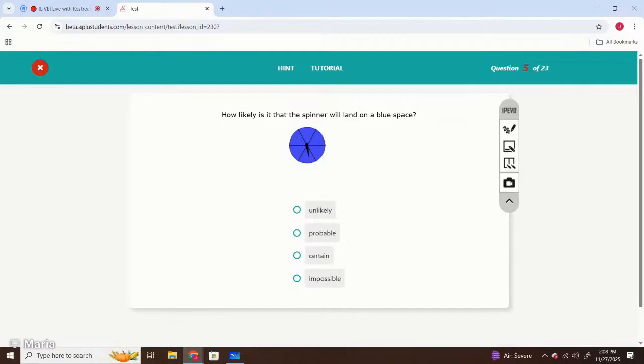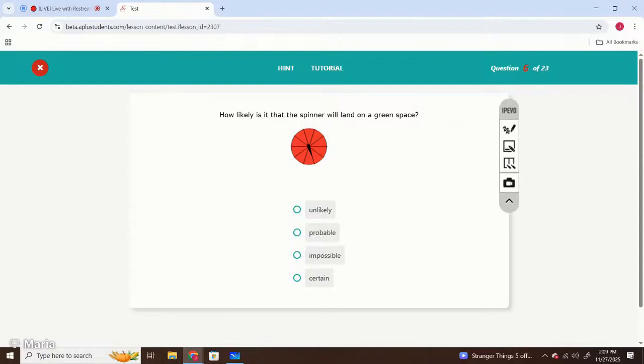How likely is it that the spinner will land on a blue space? So which is the correct option? Certainly it will land on blue. Very good. Whenever you spin, it will land on blue. So certainly it will land on blue.